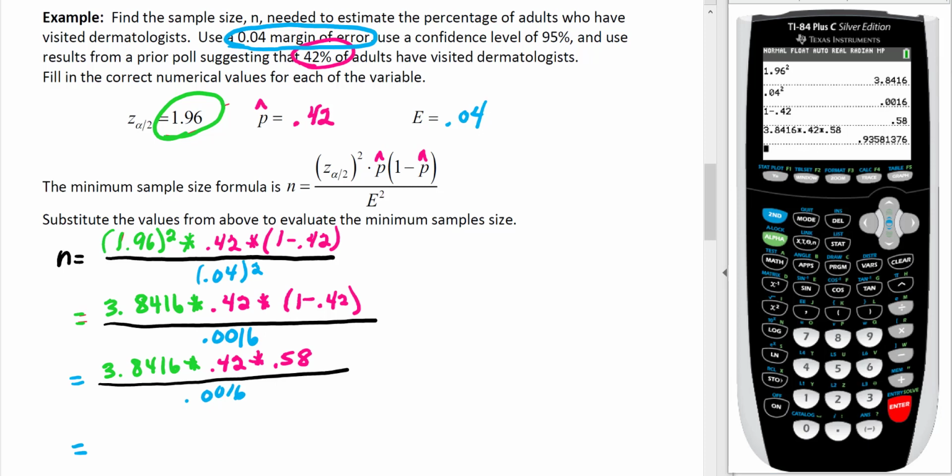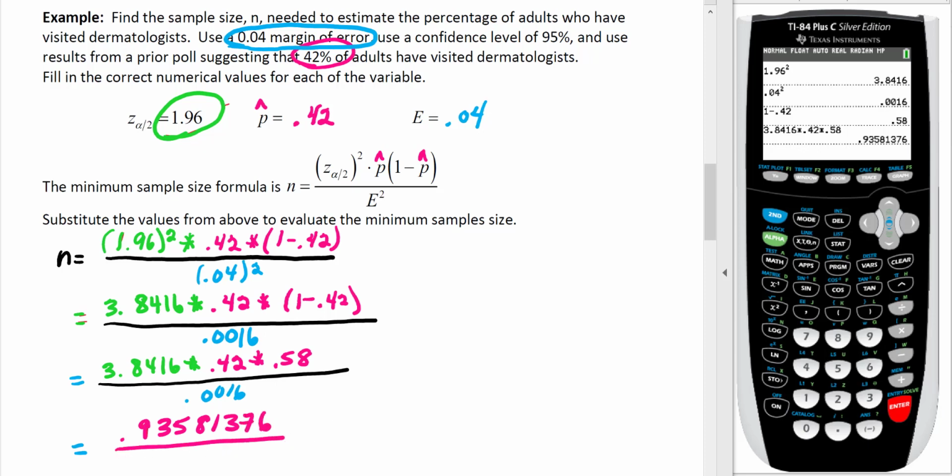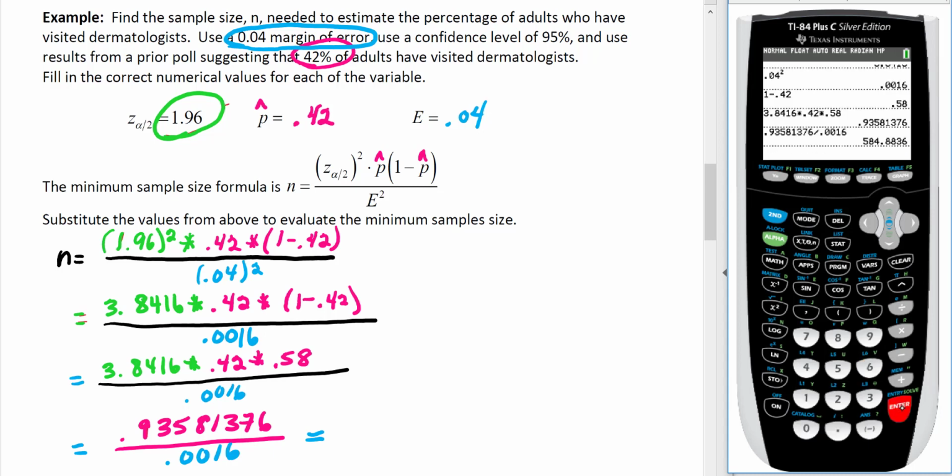The answer is 0.993581376 divided by, and then our denominator, which is 0.0016. We're almost done. Now we have to just do the division. Division: 0.993581376 divided by 0.0016. Hit enter, and it's 584.